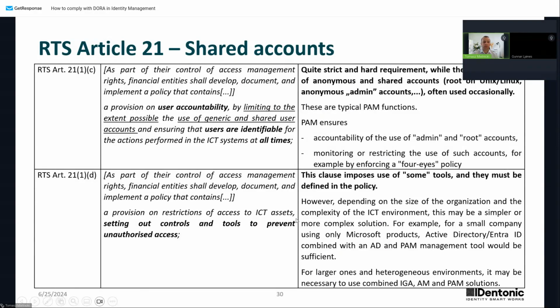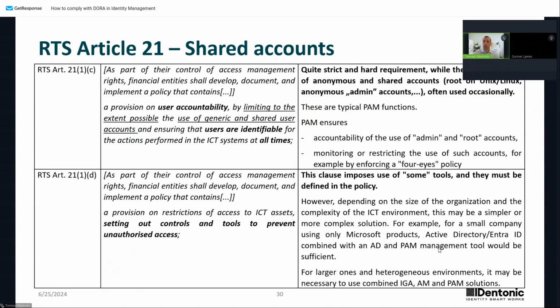And the next clause, again in Article 21, presented here at the bottom, says that you should have policies that restrict access to ICT assets, setting out controls and tools. So it mandates using some kind of tools. You need to have something that prevents unauthorized access. Okay, you can have manual procedures and tools being a piece of paper, but that may do maybe for a very small organization, micro enterprises. Even for medium and quite often small enterprises, it's really hard to do that. So it imposes the use of some kind of tools.